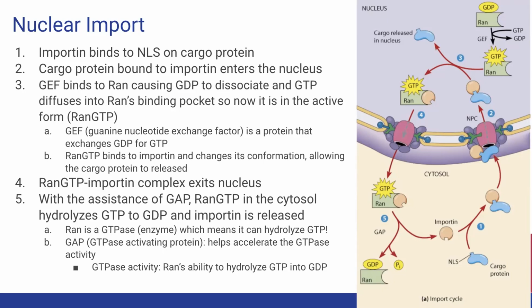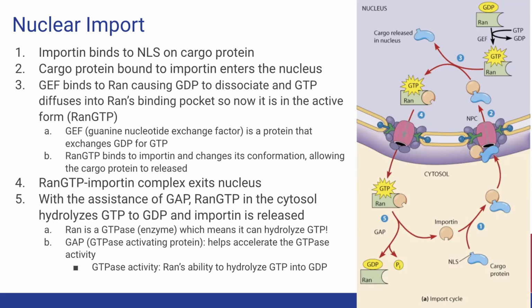Okay. So for import, first importin binds to the cargo protein. Once it's bound to that cargo protein, it will enter the nucleus. Then RAN-GEF binds to RAN, causing GDP to dissociate, and then GTP diffuses into the binding pocket, and it becomes active. It's important to note that for this, we just assume that there's an abundance of GTP in the nucleus, and that's just how it diffuses in. We don't need to know how it recycles or anything like that.